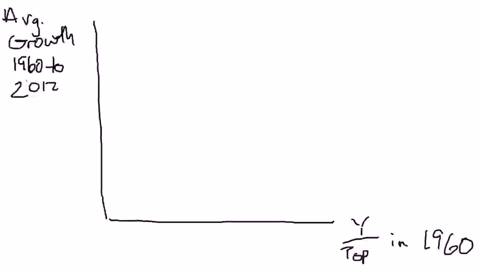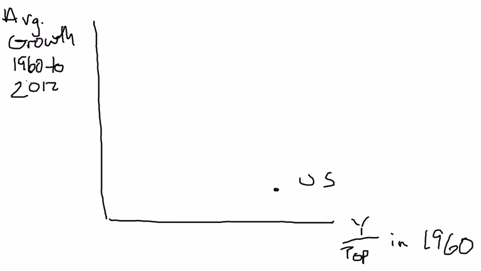So, for example, the United States in 1960 had a relatively high level of real GDP per capita, which we're just going to go ahead and call the standard of living, which is down here on the horizontal axis, and it grew relatively slowly from 1960 to 2012. Okay, in terms of real GDP per capita. So put the U.S. right down here.